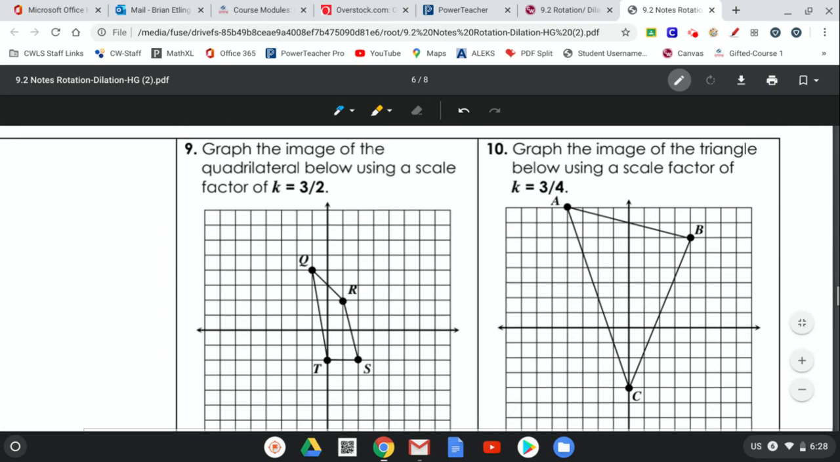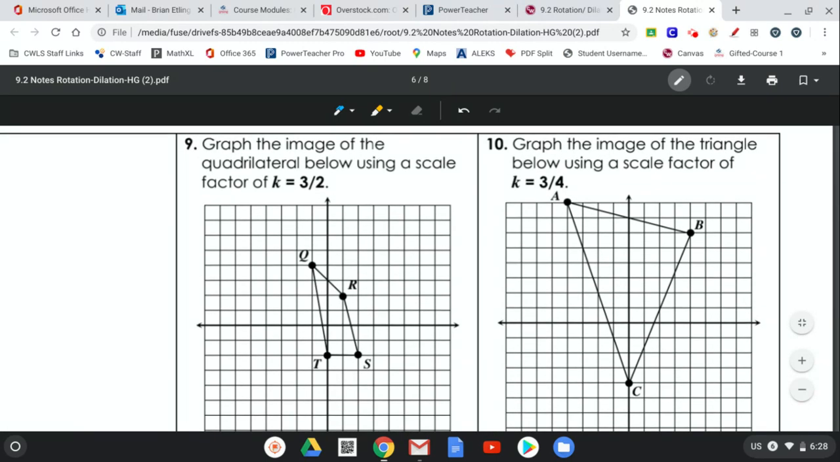So if we're looking at number 10, it tells you to graph the image of the triangle below using a scale factor of 3/4. The first thing we have to do is figure out what our coordinates are. Again, guys, I'm going to solve number 10 here in the white space over here. We've got to find the coordinate of A. So A is at -1, 2, 3, 4, 1, 2. So (-4, 8). Alrighty.